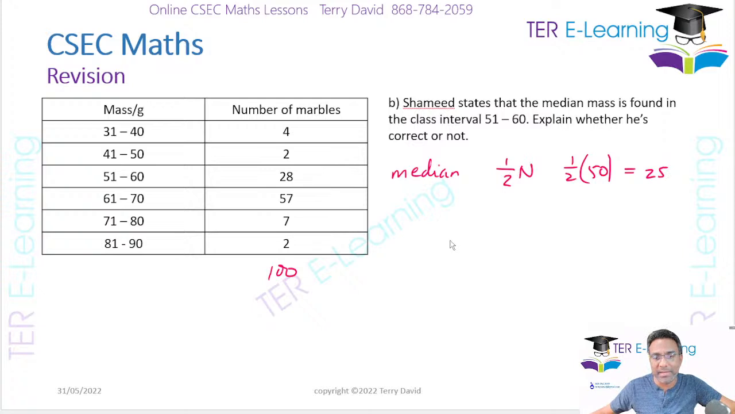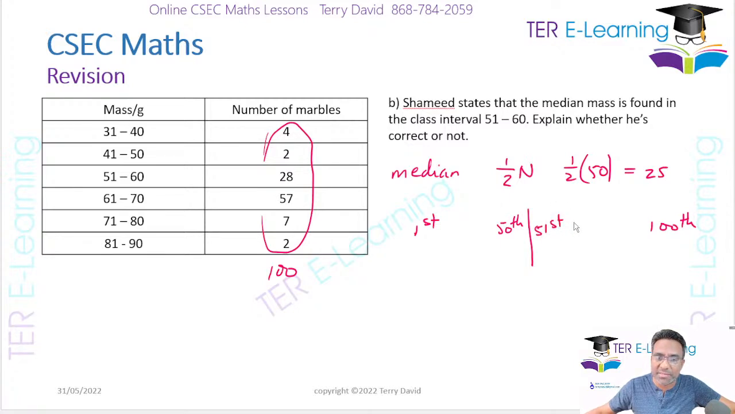Now here's the thing. If we were to take all this data and write it out, you're going to end up with a string of masses starting from your first marble to your 100th marble. Now 100 is an even number. So if I want to get a median, I need to locate the mass of my 50th marble and the mass of my 51st marble.